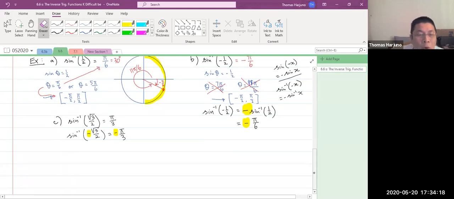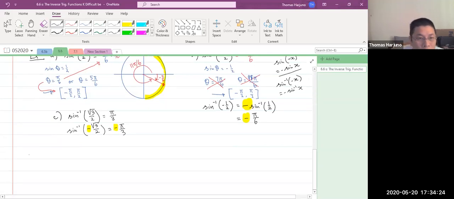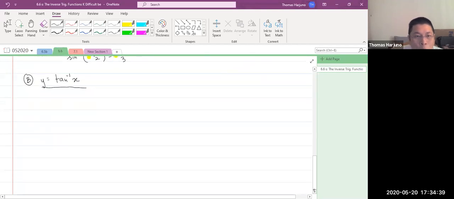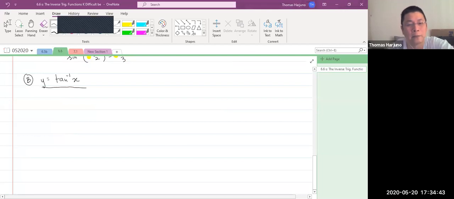Now that's for sine inverse. Let's go on to tangent. Part B, y equals tangent inverse. Now tangent x is also not a one-to-one function. Let me get the graph of tangent, give me a second.